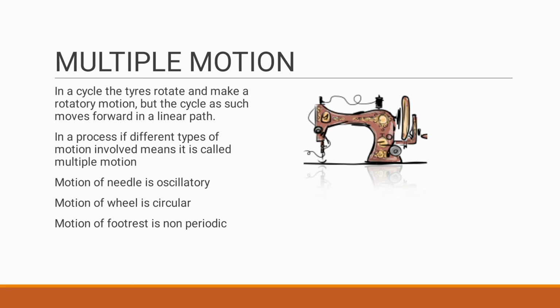Another example is sewing machine. Here the needle gives an oscillatory motion and the wheel gives circular motion and the foot rest gives non-periodic motion. So, different types of motion involved in one process. So, this is called multiple motion.